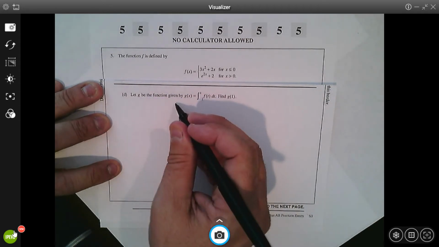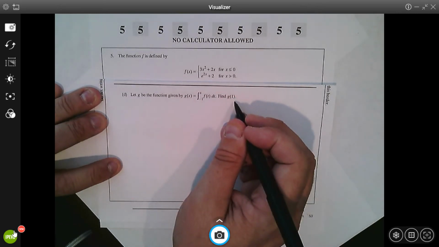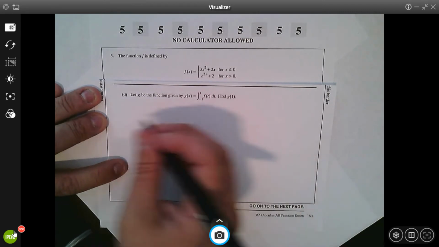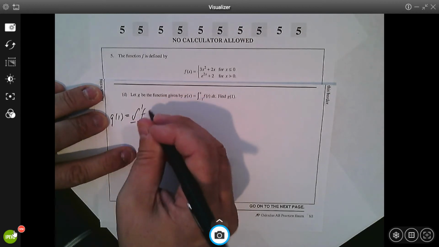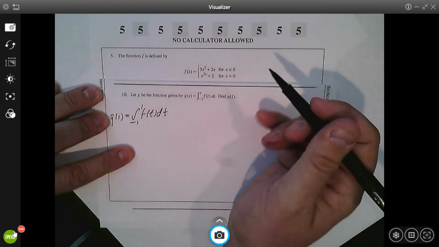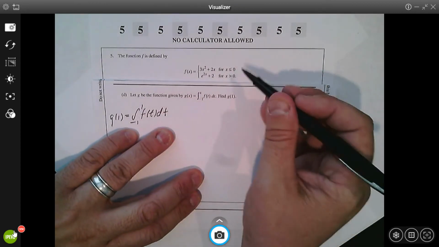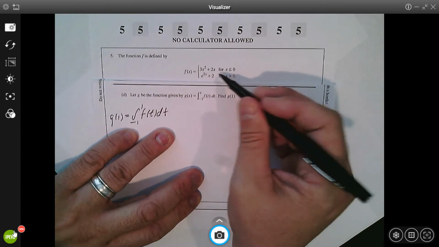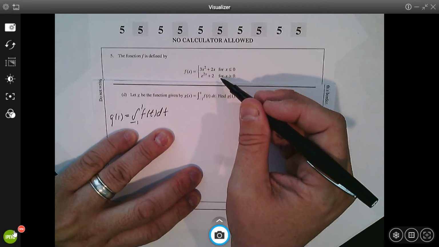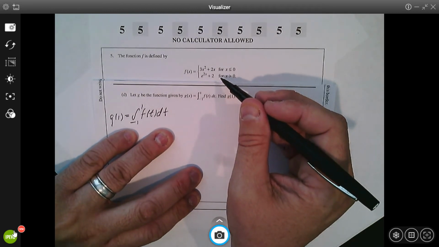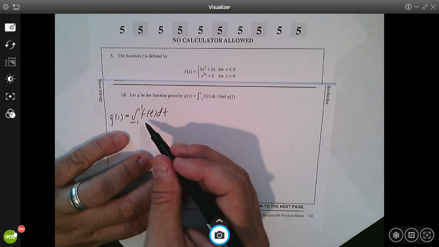Let g be the function given by g of x is the integral from -1 to x of f of t dt. We want to find g of 1. Well, we've been in a situation like this before. To find g of 1, we need the integral from -1 to 1 of f of t dt. Well, if you're going to integrate from -1 to 1, which piece do you use? Do you use 3x squared plus 2x? Do you use e to the 2x plus 2? The answer is you're going to use both of them because both of them are f, but on different intervals.